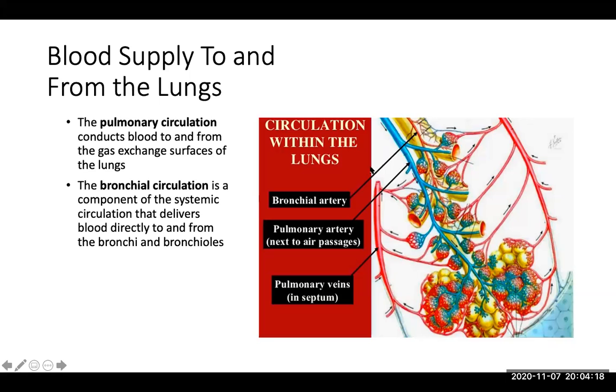So you can see here the bronchial artery coming down, and the pulmonary arteries next to the air passages, and the pulmonary veins in the septum.